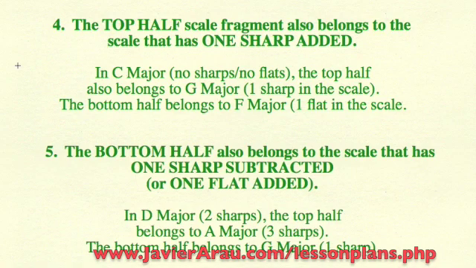Another example in the key of D, the bottom half of D belongs to G major, and again in D major you had 2 sharps, in G major you have 1 sharp. So I hope that helps.